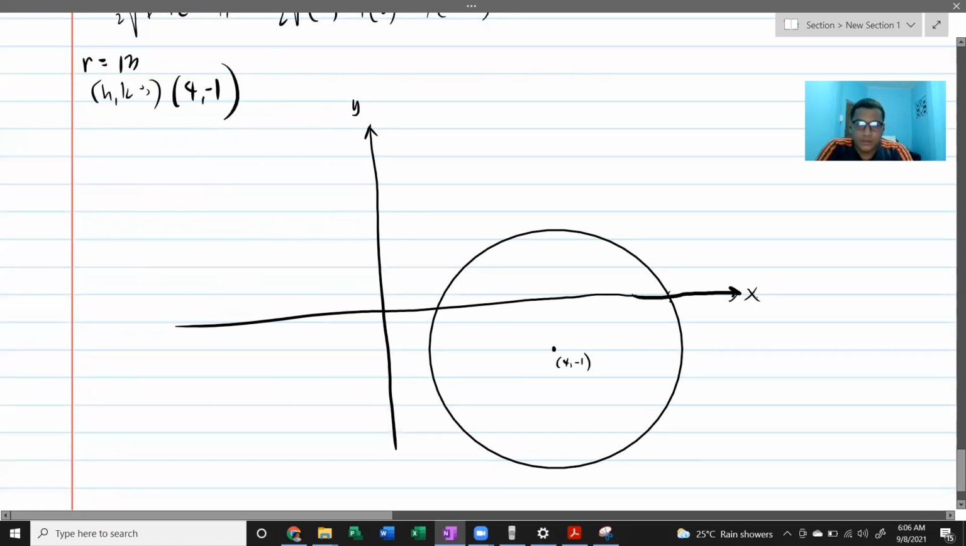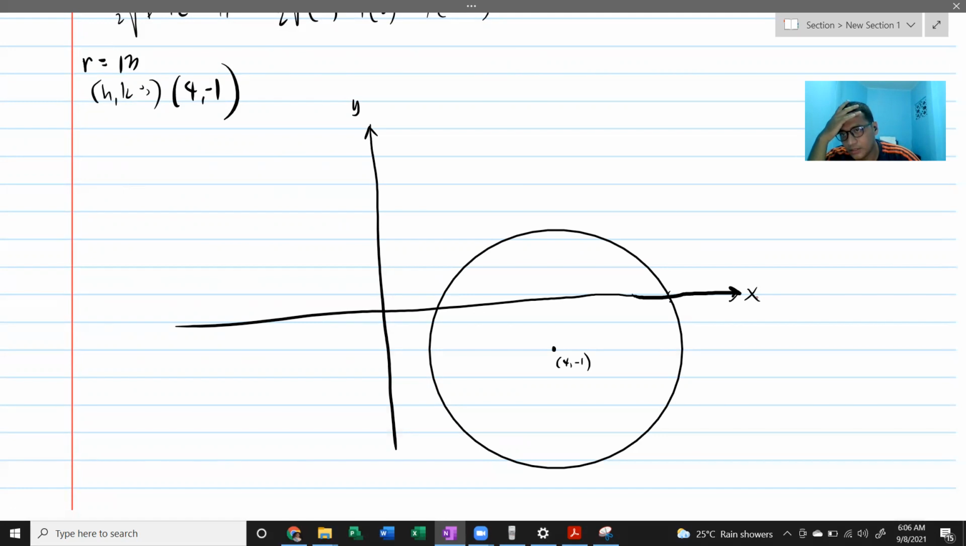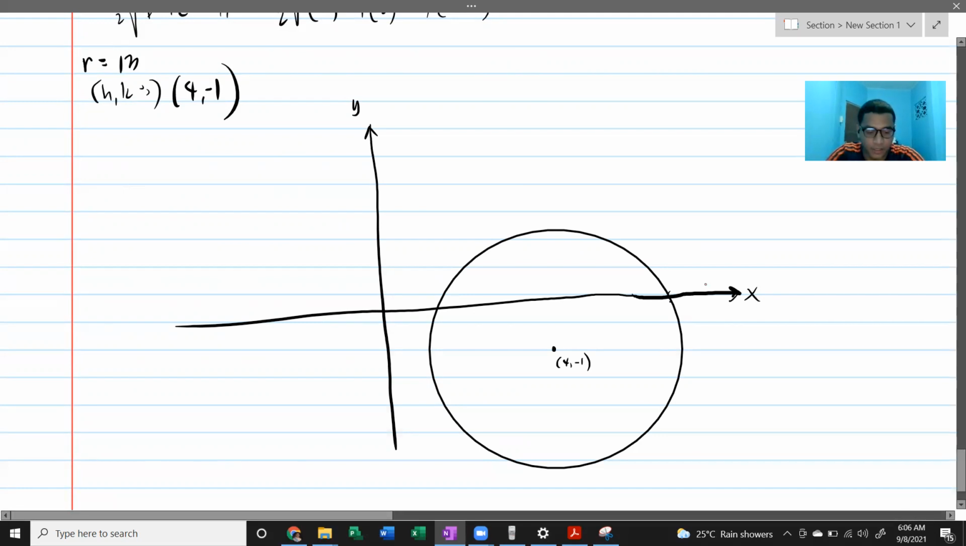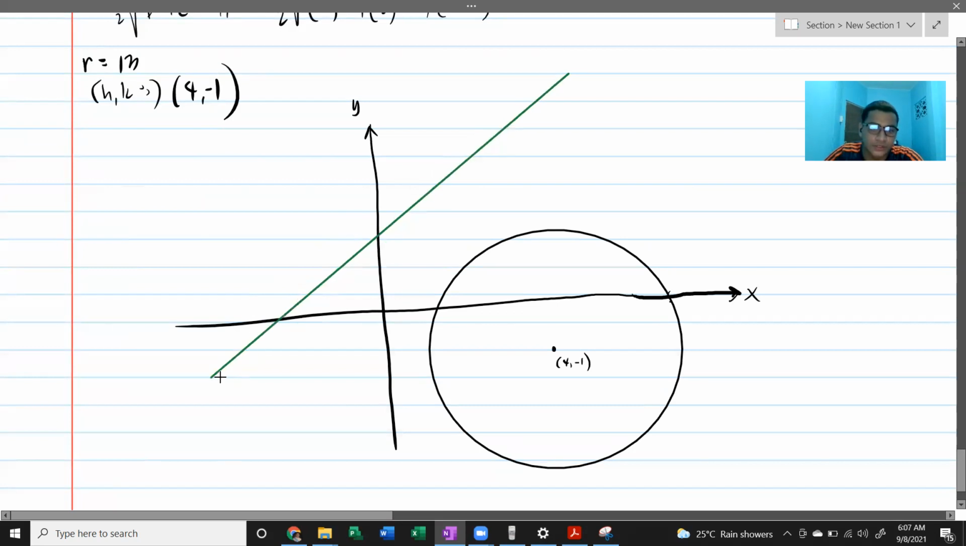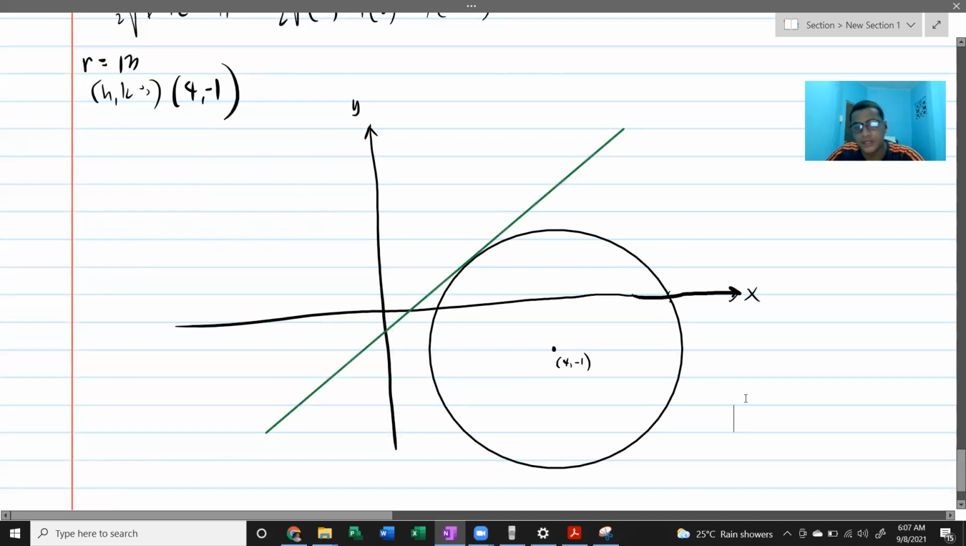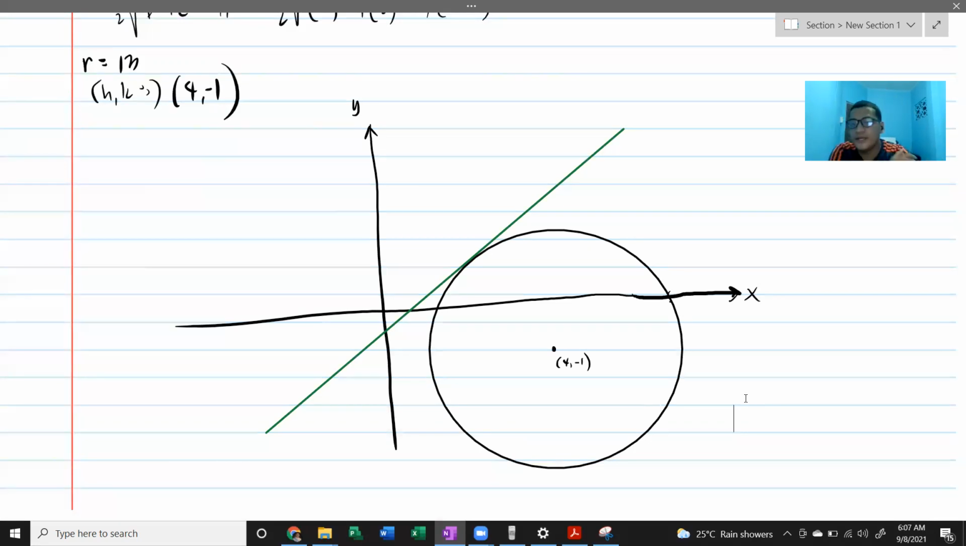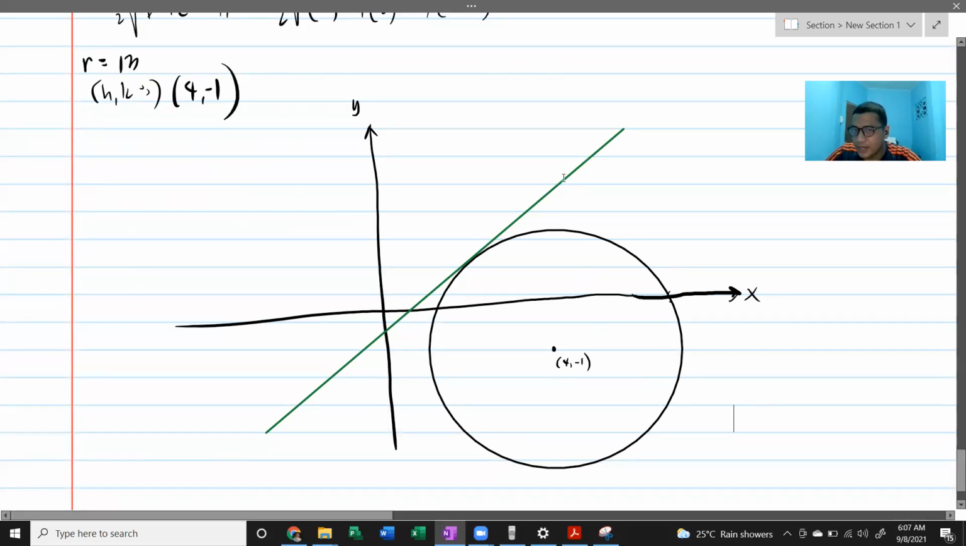Now we also graph our line that's tangent to the circle. Okay, so suppose it is this. If it is tangent, it must intersect. Remember that our slope is positive 1/3, so that is what it looks like. Okay, now how many possible tangent lines are there with a slope of 1/3, class?